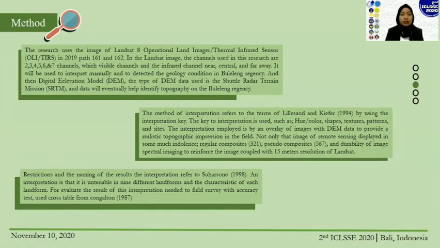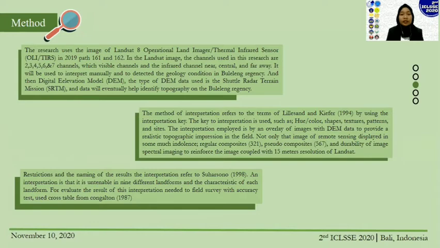The research used the image of Landsat 8 Operational Land Imager Thermal Infrared Sensor, or OLI-TIRS, in 2019, path 161 and 162. In the Landsat image, the channels used in this research are channels 2, 3, 4, 5, 6, and 7, with visible channels and the near, central, and far infrared channels. It will be used to interpret manually and to detect the geologic condition in Buleleng Regency. And then the digital elevation model, or DEM. The type of DEM data used is the Shuttle Radar Topography Mission, or SRTM, and the data will eventually help identify topography in Buleleng Regency.